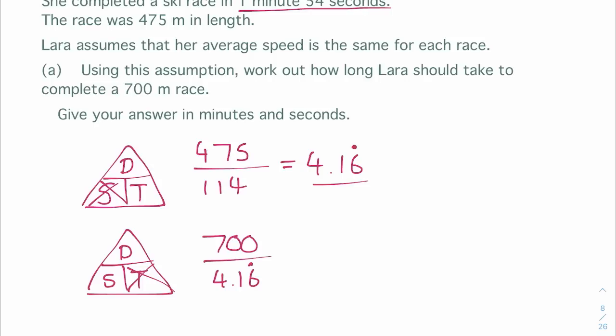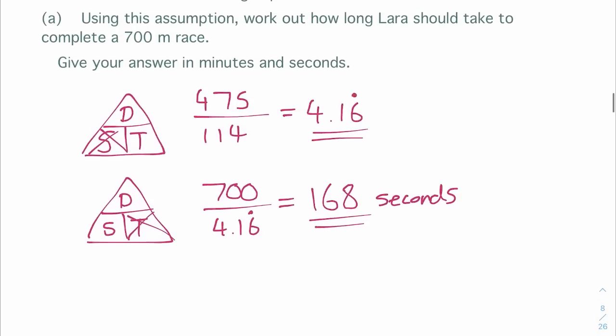Obviously keep this number in your calculator, because now I can just type in 700 divided by and use the answer button. So when I do that, it comes out as 168. So there we go, and that is in seconds, as we were working in seconds. So it's going to take her 168 seconds.